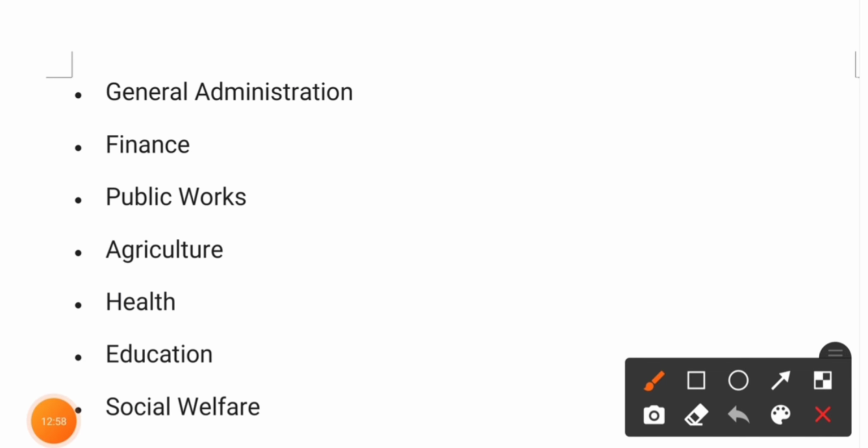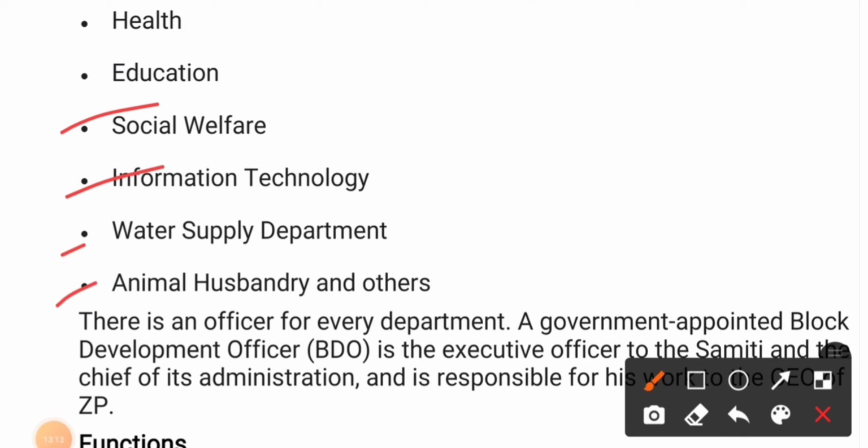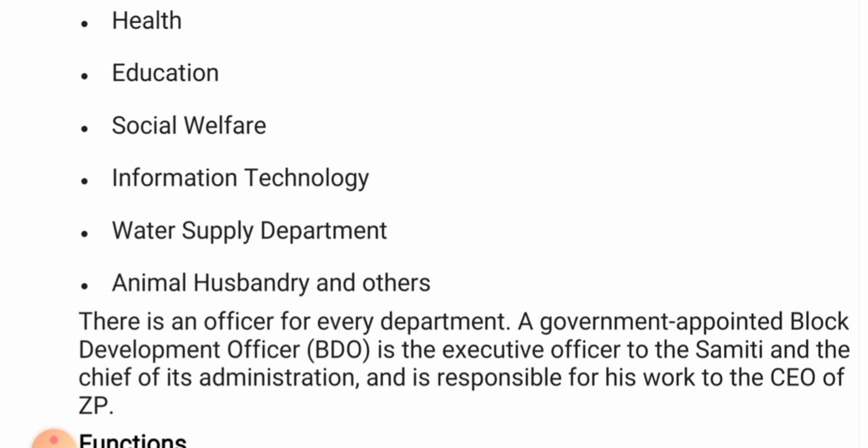Now here you can see the common departments of the Panchayat Samiti: general administration, finance, public work, agriculture, health, education, social welfare, information technology, water supply department, animal husbandry and others. These all are the departments with which the Panchayat Samiti deals. Further it says there is an officer for every department. A government-appointed block development officer, known as BDO, is the executive officer to the Samiti and the chief of its administration, and is responsible for his work to the CEO of ZP.